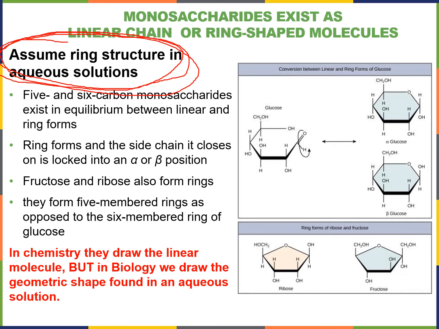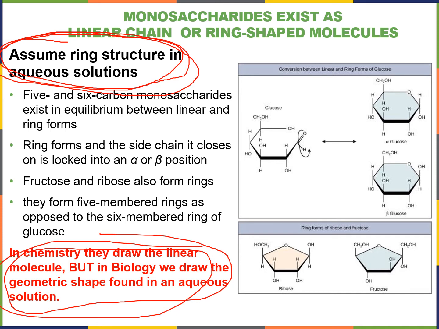Everything in your body, everything in your dog, your cat, the tree outside is in a water solution, an aqueous solution. So what happens is the straight chain that we saw on the previous slide circularizes. Instead of a straight chain, it becomes a geometric 6 or a 5-sided sugar. So everything here is geometric. Nothing here is straight chain.